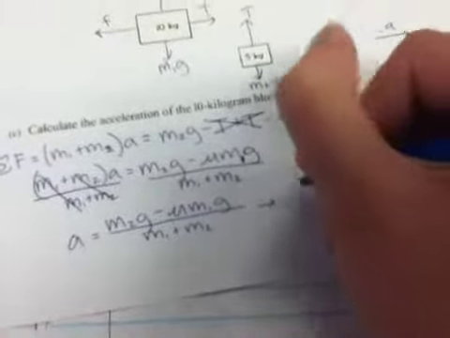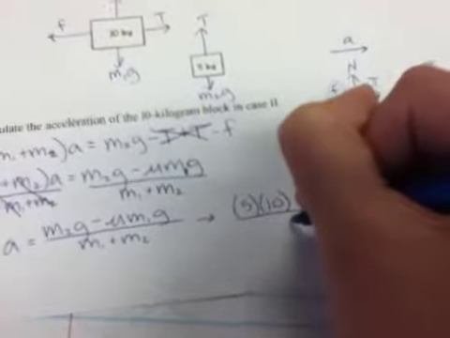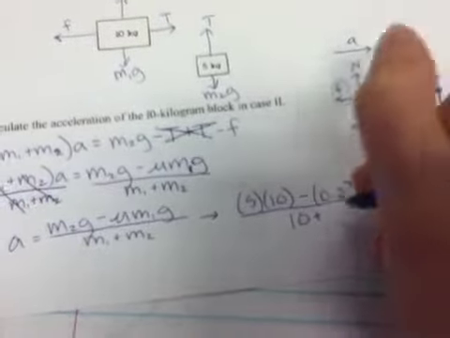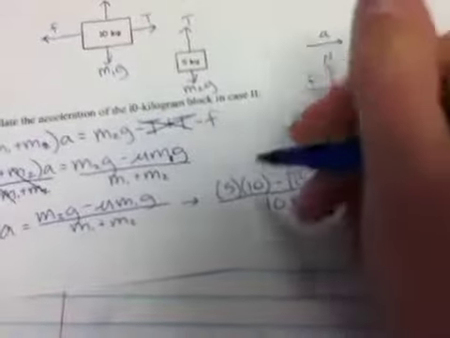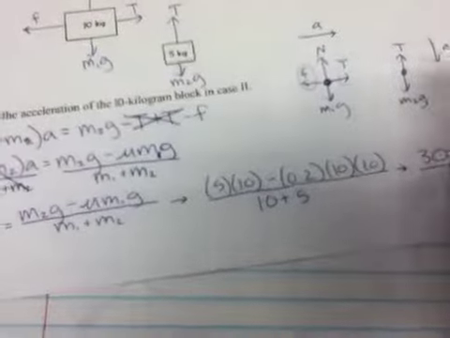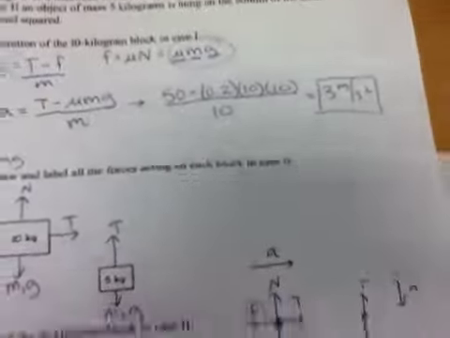Plug everything in. Our M2 is going to be that 5 times 10, which is our G, minus our 0.2 times our 10 times our 10, divided by, this time, our M1, which is 10, plus our 5. And so we multiply all this out. We're going to say 50 minus 20 gives us 30 all over 15. That ends up giving us an acceleration equaling 2 meters per second squared. All right, and we see that the accelerations are indeed different. And it's because the second case has a mass, whereas the first case does not.